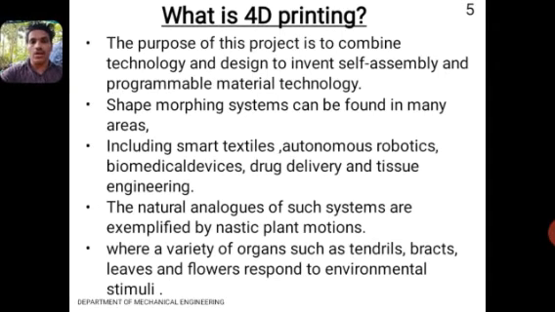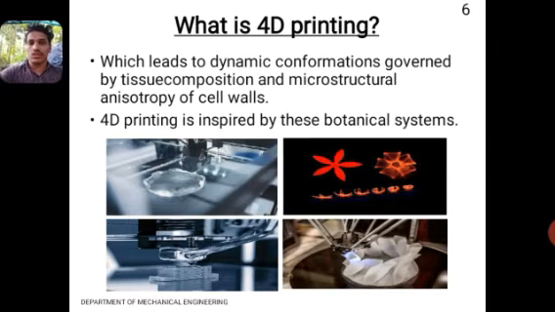The natural analogues of such systems are exemplified by elastic plant motion, where a variety of organs such as tendrils, bracts, leaves, and flowers respond to environmental stimulation, which leads to dynamic conformation governed by tissue composition and microstructural anisotropy of cell walls. 4D printing is inspired by these botanical systems.